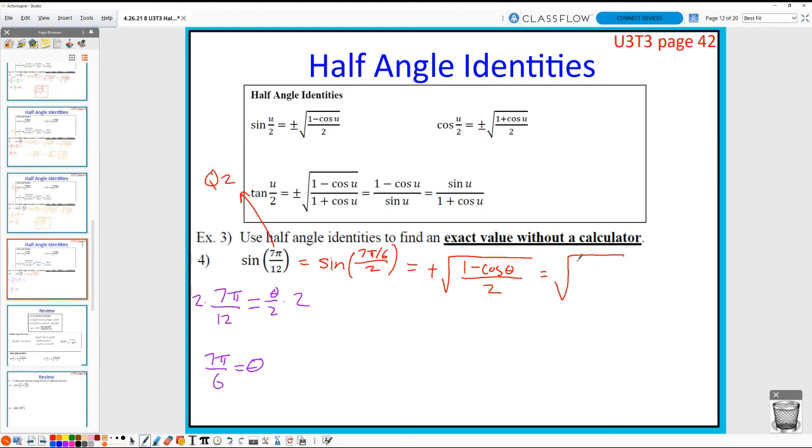And again, I know what cosine is. 1 minus cosine of 7 pi over 6. Cosine of 7 pi over 6 is again root 3 over 2. That's all over 2. Therefore, the answer is such.